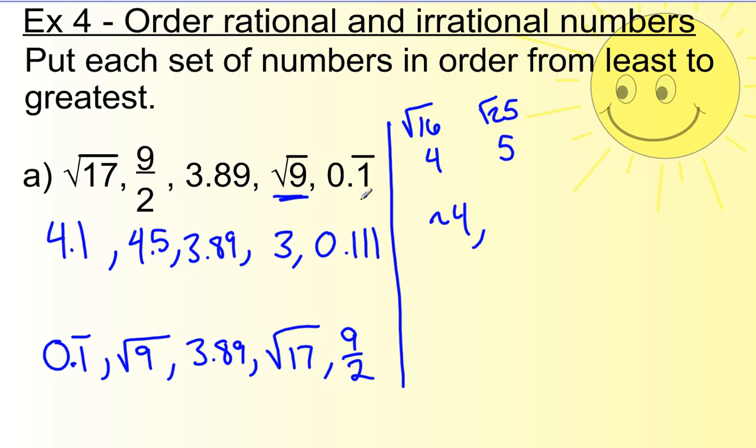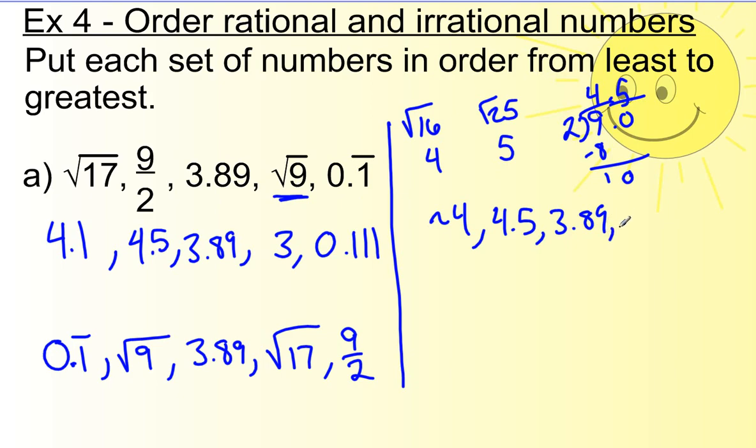And then 9 divided by 2, you can do that by hand. Top number goes on the inside, bottom number goes on the outside, add a decimal, add a 0, and you're going to get 4.5. See? 4.5, and that's 3.89. Square root of 9 is just straight up 3. And you have 0.1.